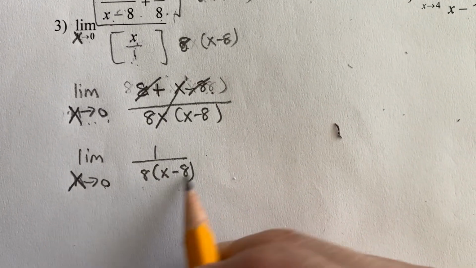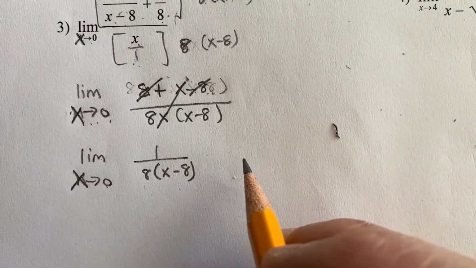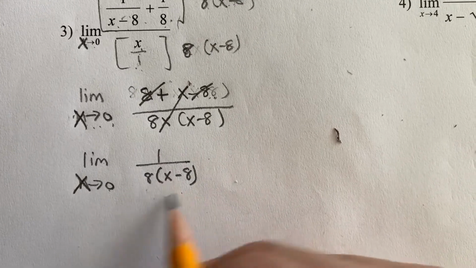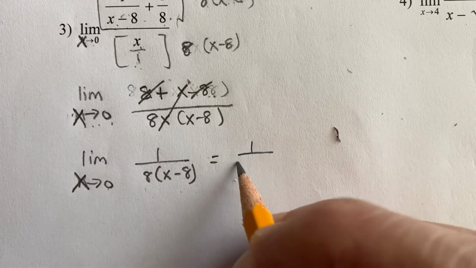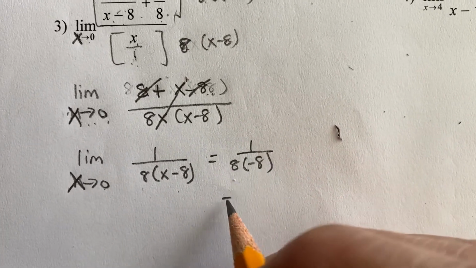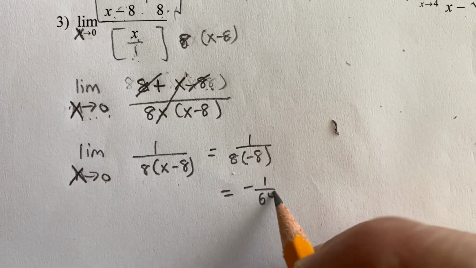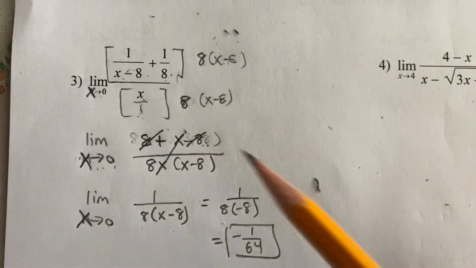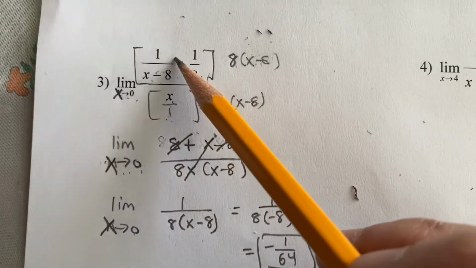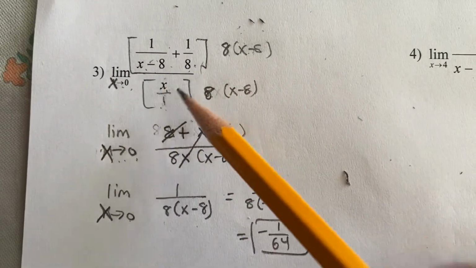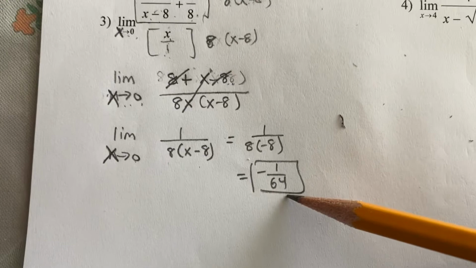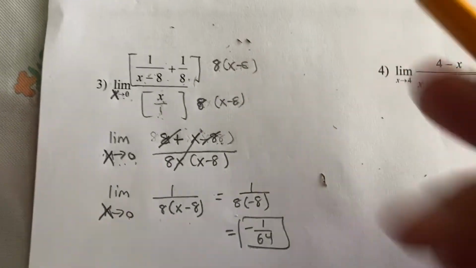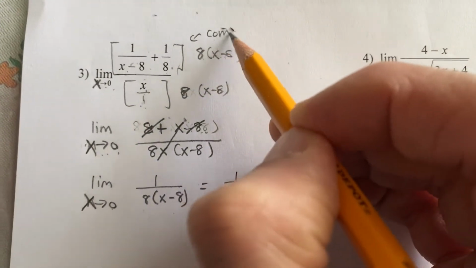If you plug in 0, you're not going to get a 0 in the denominator. In fact, you're going to get a nice number, right? You're going to get negative 1 over 64. So the limit as h approaches 0 of 1 over x minus 8 plus 1 over 8 over x is equal to negative 1 over 64. Okay, so this one is just using a complex fraction, and again, multiplied by the LCD of your denominators.